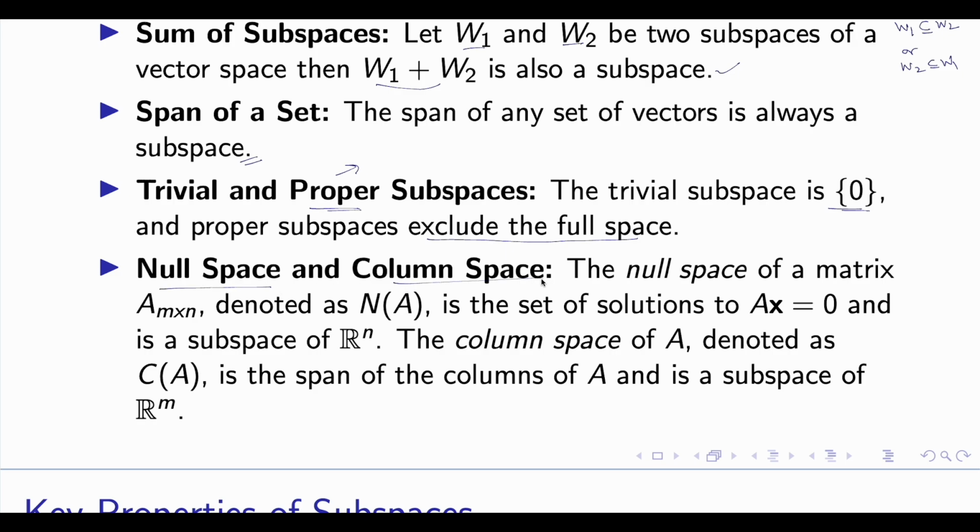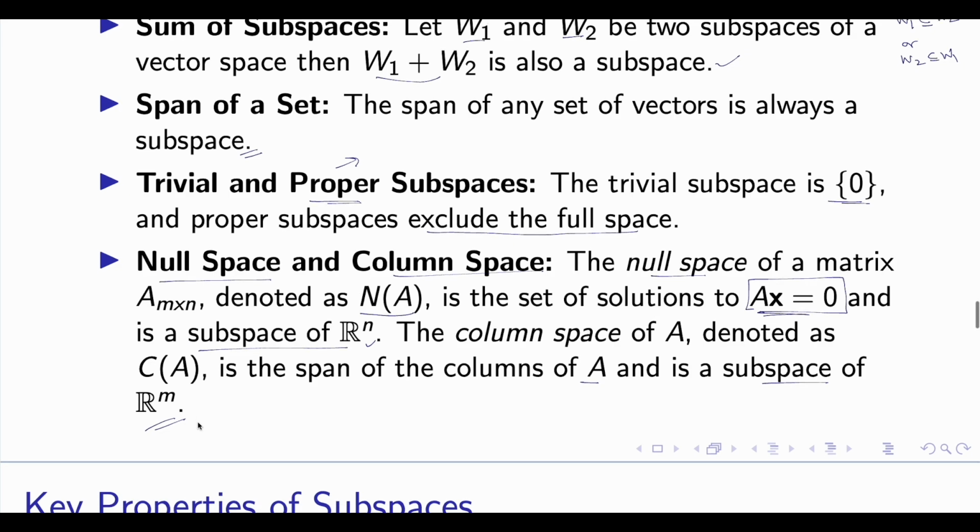Null space and column space. The null space of an m by n matrix A, denoted by N(A), is the set of all solutions of AX equal to 0, and this is also a subspace of Rn. Similarly, the column space means the columns of the matrix A. It is denoted as C(A), the span of the columns of A, and is also a subspace of Rm. So these are two important properties. You can also look at them.